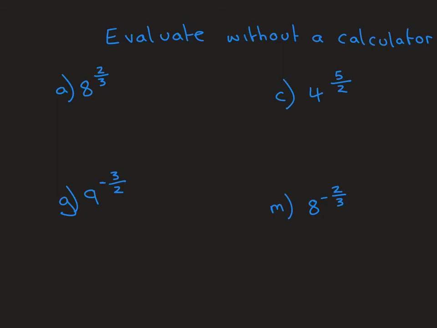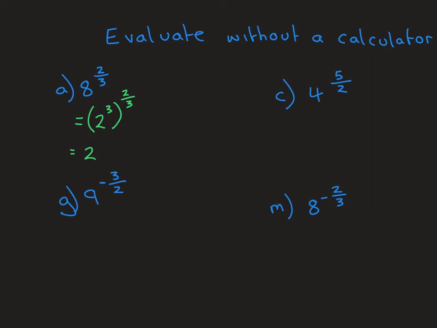So for our first question here, what we've got is 8 to the power of 2/3. So what we know is that we can also rewrite 8 as 2 to the power of 3, okay? Because 2 times 2 times 2 equals 8. So if we write 8 as 2 to the power of 3, we've got this. Then using our index laws, we can expand those brackets.